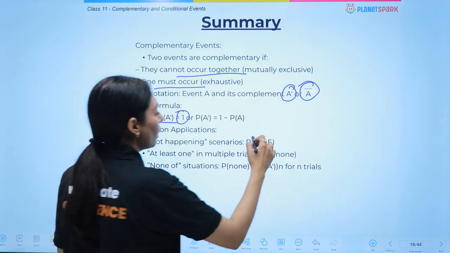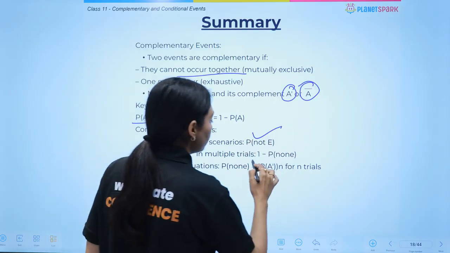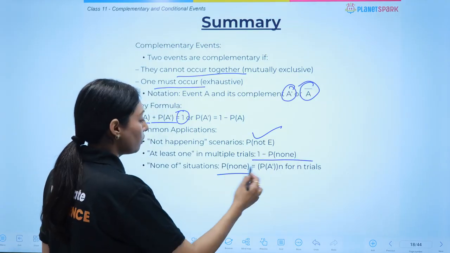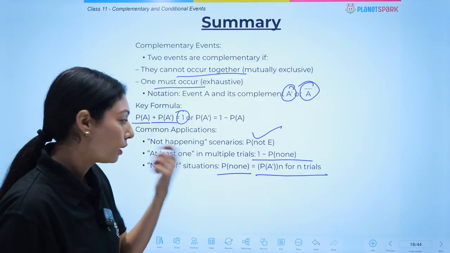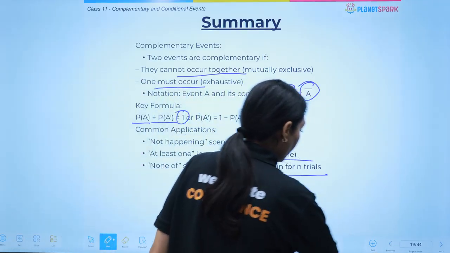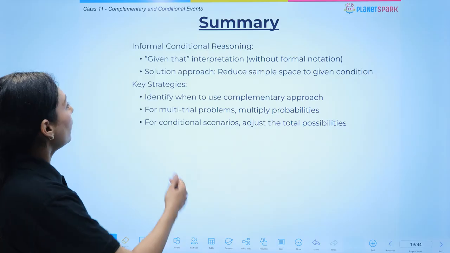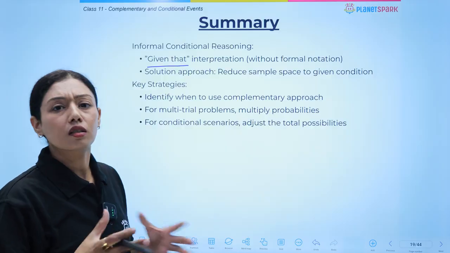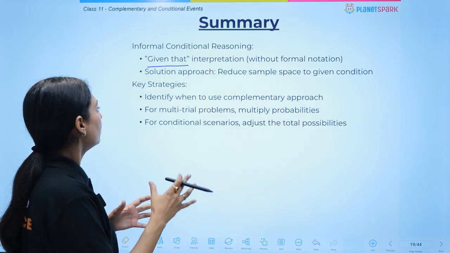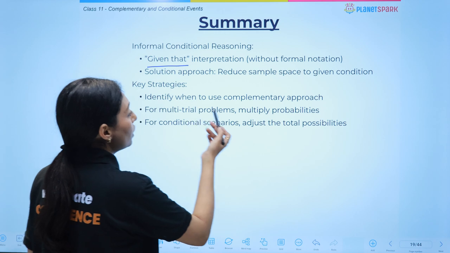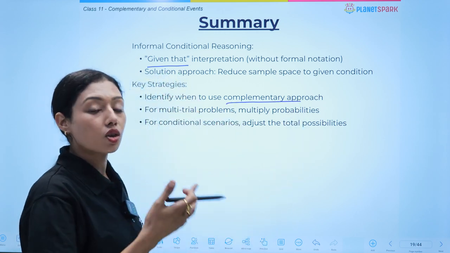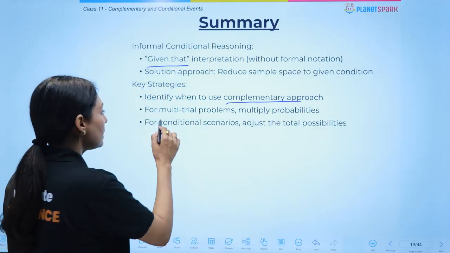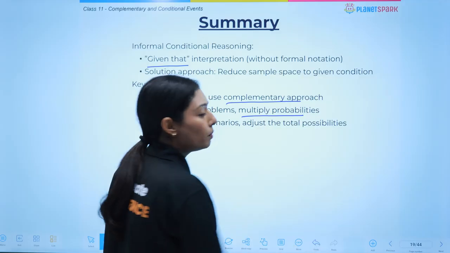And we can use it when we have to find probability of not E or none is given there: 1 minus probability of none. Okay, P of none will be probability of not A, right, for n trials there. In those situations we can use this. Then any other informal conditioning given, all of this we can just interpret from the question. Okay, different strategies we can see here. Identify when to use the complementary approach. We have to think in the question when it can make things easy for us, right? Calculation should be easy. For multi-trial problems, multiply probabilities.